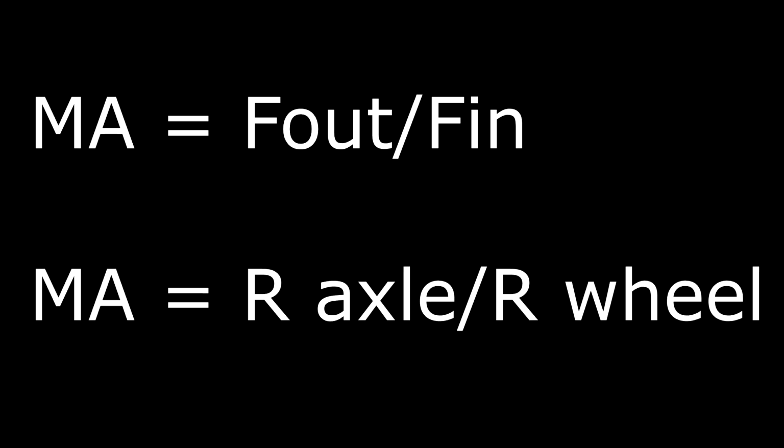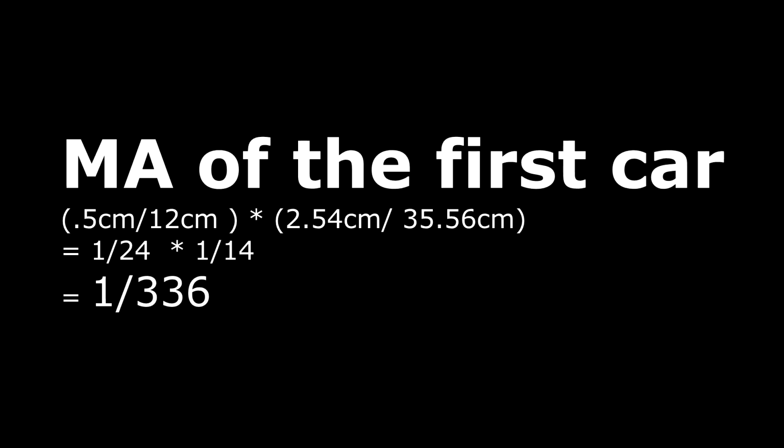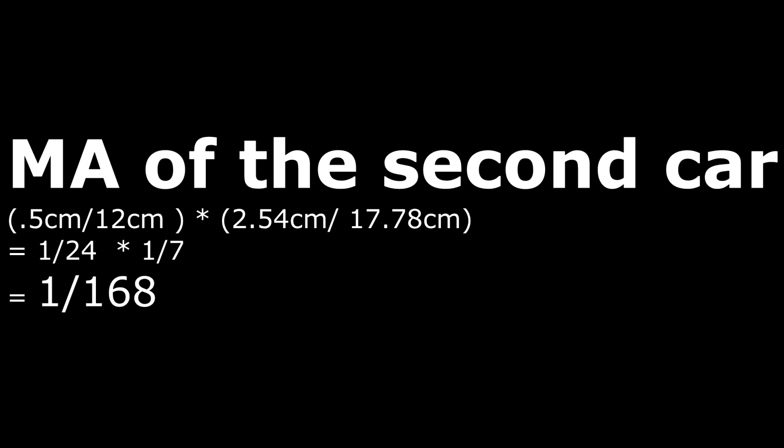The second formula does not account for friction like the first formula does. As the equations above show, the first car can travel 336 times further than the lever of the mousetrap travels, and the second car can travel 168 times further than the mousetrap travels.